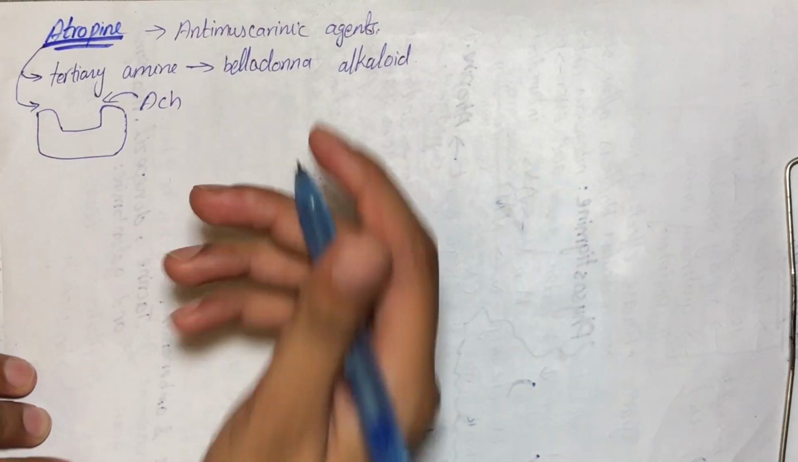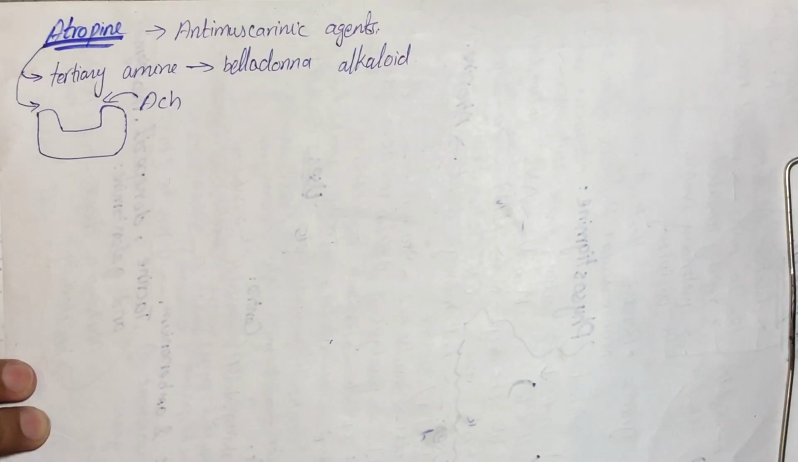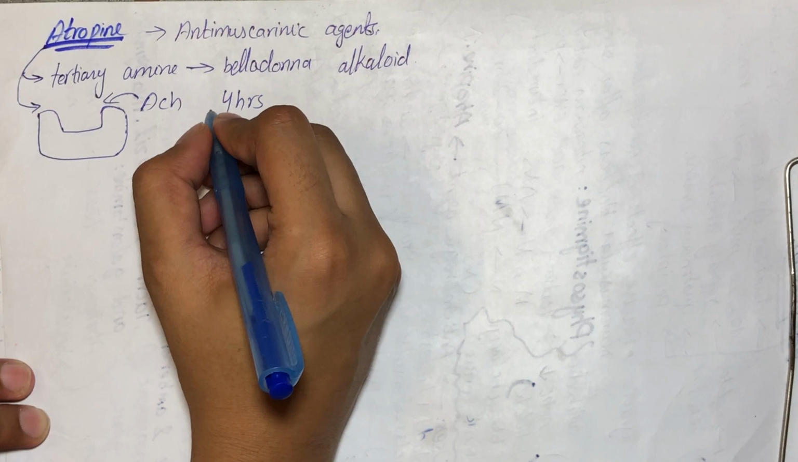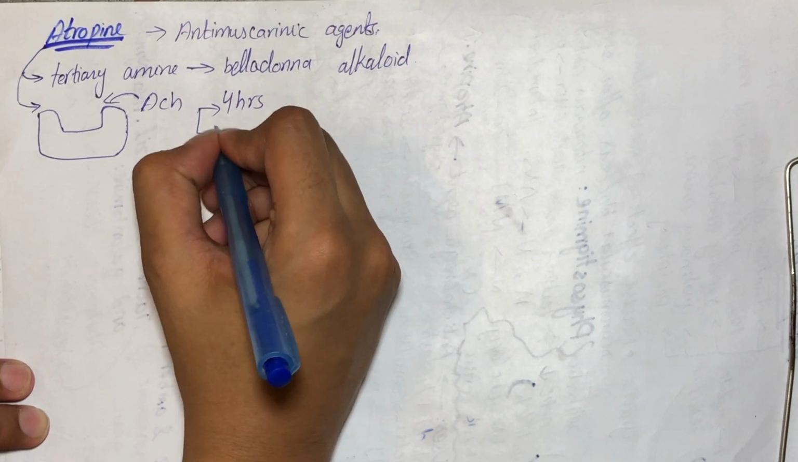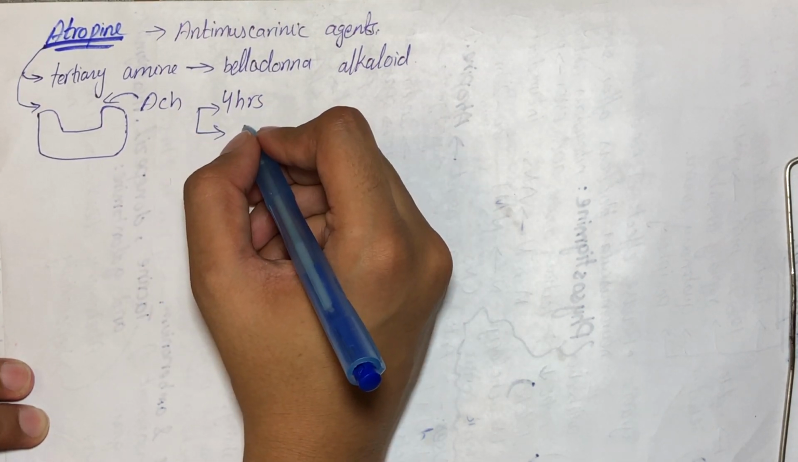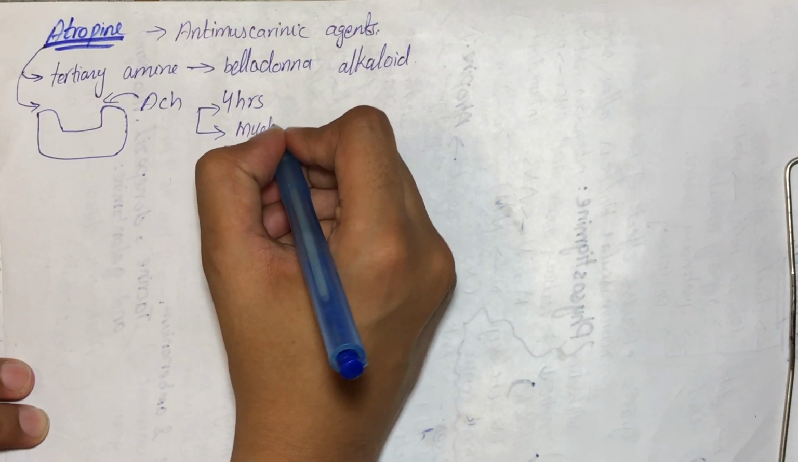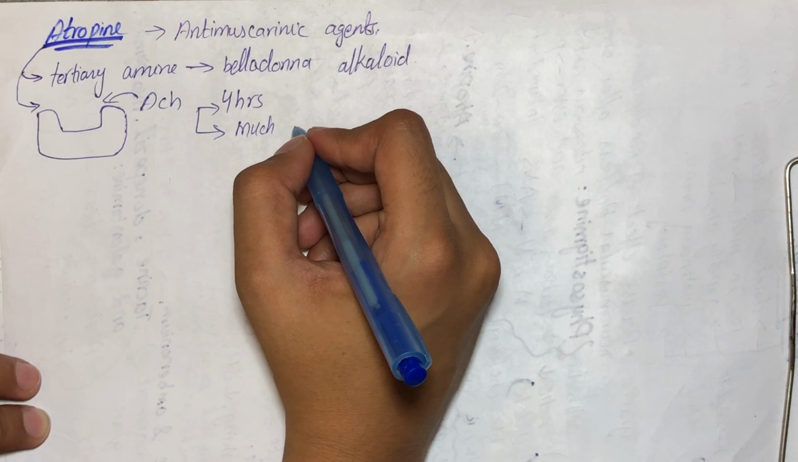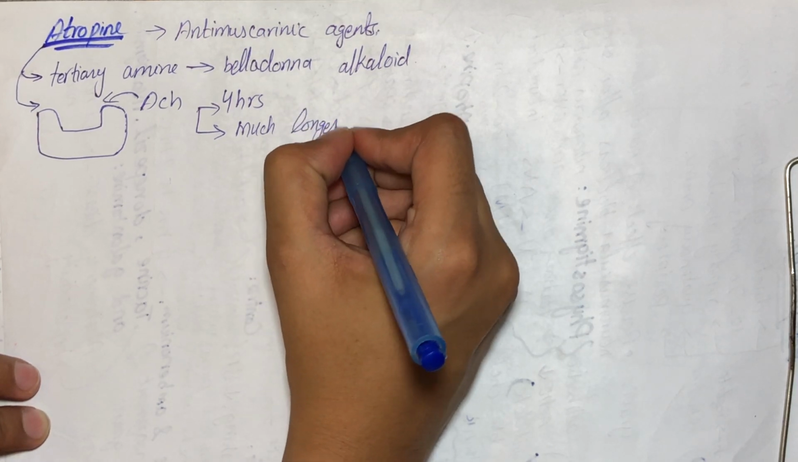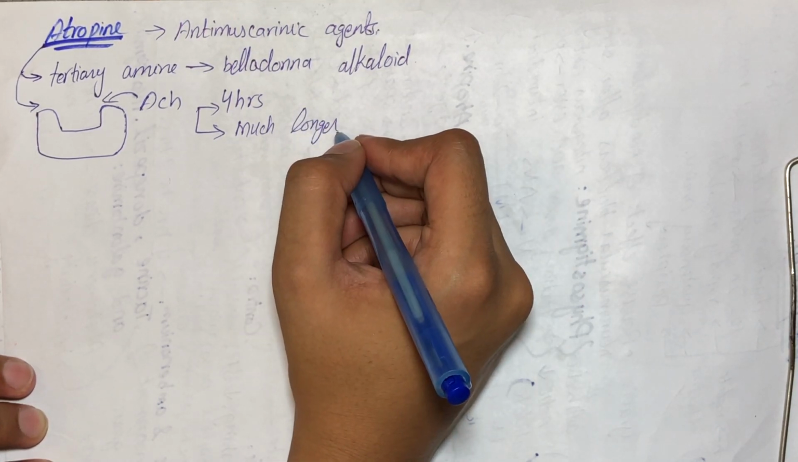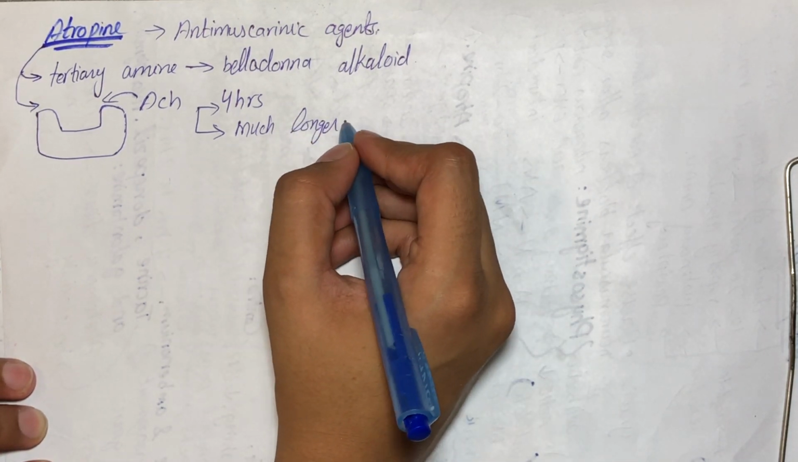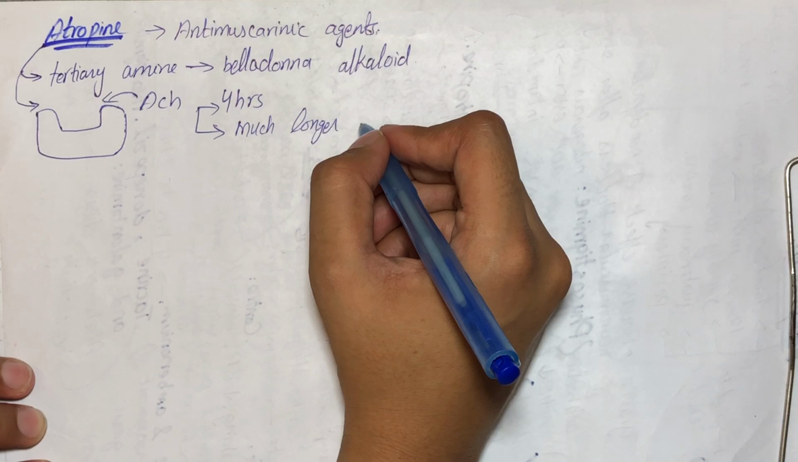In general, the actions of atropine last for about 4 hours, but if we talk about the eye, its duration of action is much longer than that of systemic absorption. If we are giving it topically in the eye, its duration of action lasts for many days.